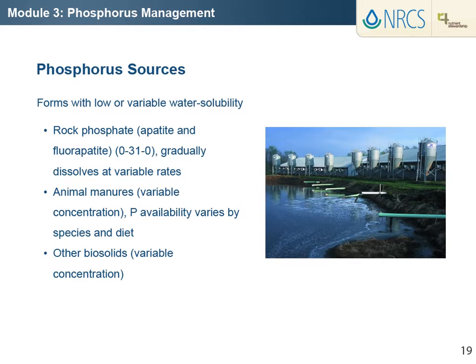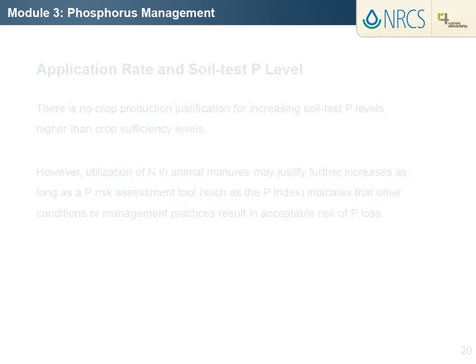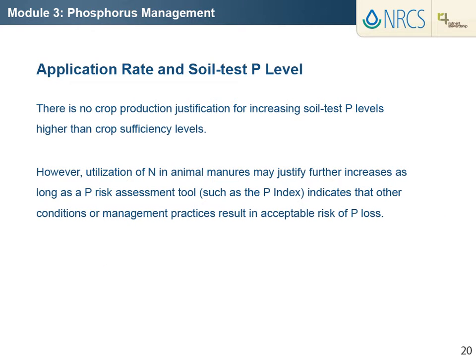However, this varies greatly with the animal species and both feeding and manure handling systems. Therefore, long-term manure applications may increase soil test phosphorus levels well above critical levels, especially when applied continuously to cereal crops to meet nitrogen fertilization requirements. When considering phosphorus application rates, one needs to understand that there is no agricultural justification for increasing soil test phosphorus levels higher than optimal levels for crop production.